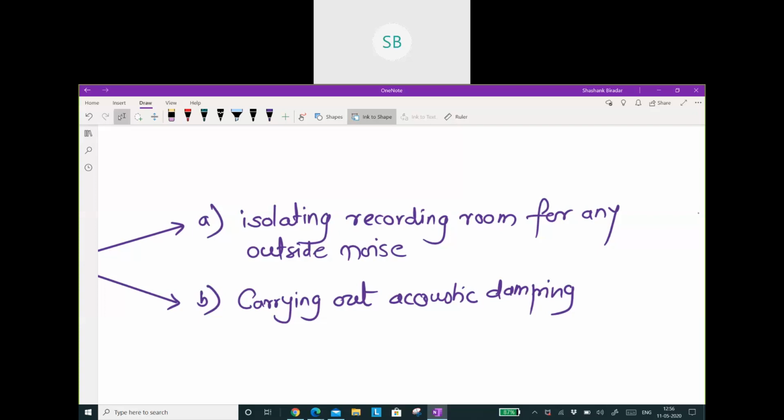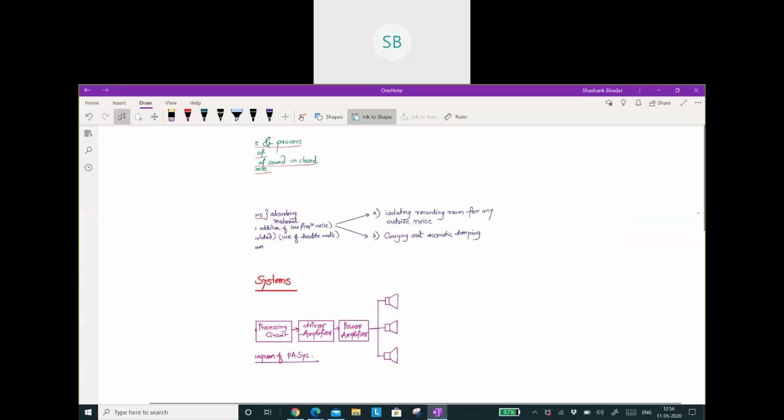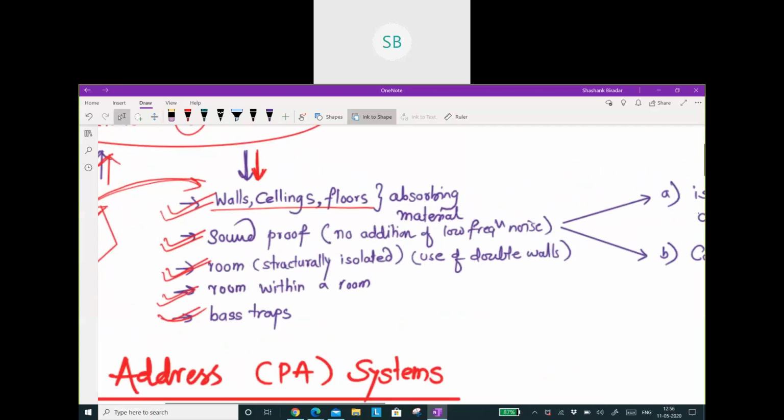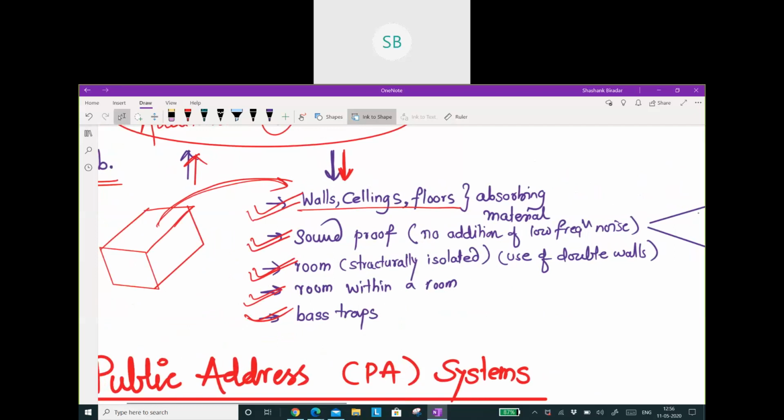Okay, so with respect to these two aspects, we are doing the soundproofing. Basically, you just take a screenshot of this one, so that it is easier to elaborate on what points are needed for the studio acoustics.